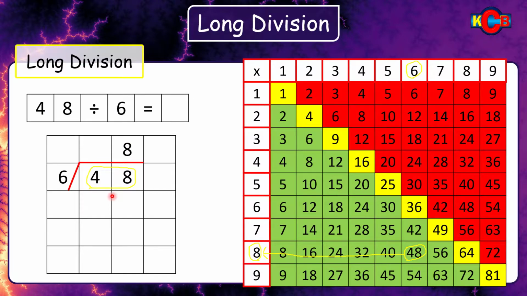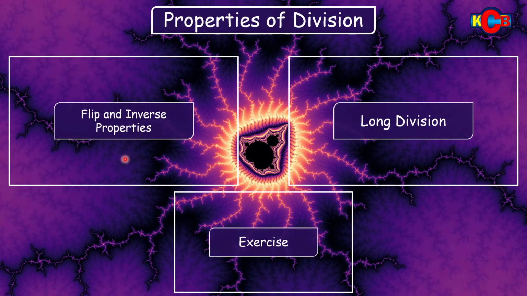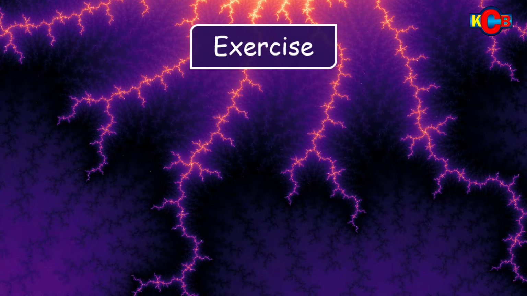Under the dividend, we write down 48, since we managed to find 48 within the multiples of 6. We subtract the dividend, 48 minus 48, and we got 0. So, this is the area for the answer. So, the answer for 48 divided by 6 equals 8. Very good.